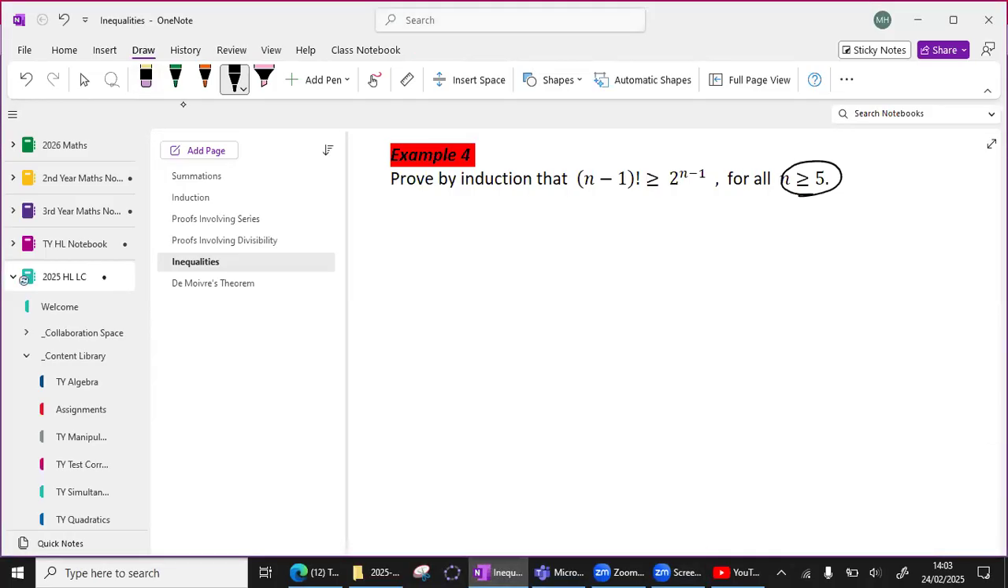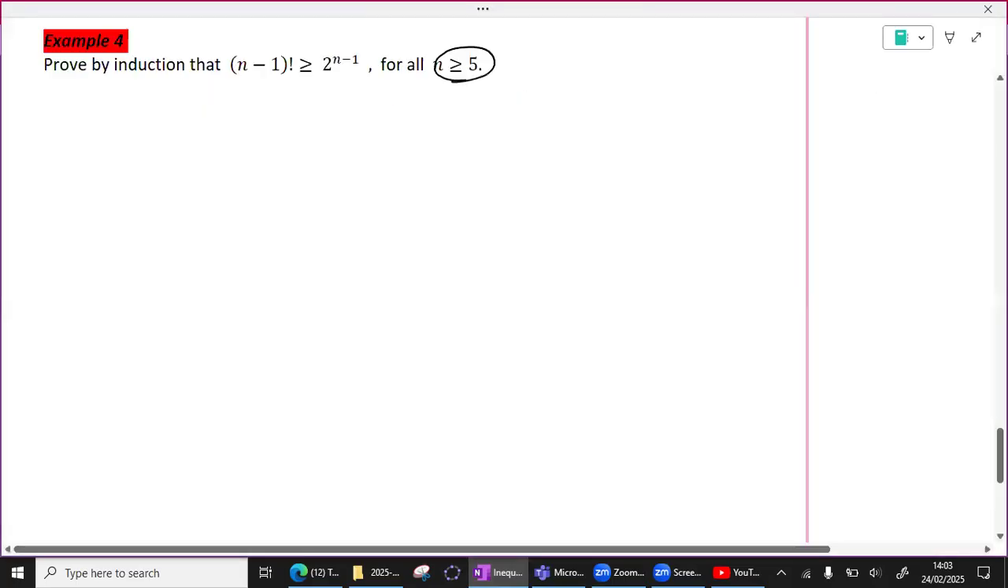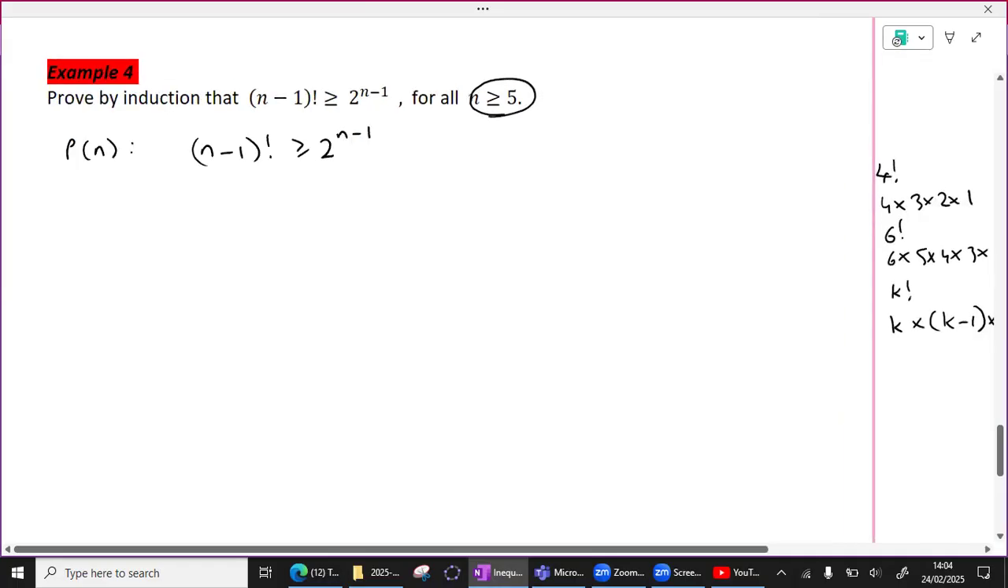Right, so you'll notice in this one we have factorial. So that's k factorial, k times k minus 1 times k minus 2 and so on. You always begin with the number itself and work back. So we're just going to bear that in mind in the background, 2 to the power of n minus 1.